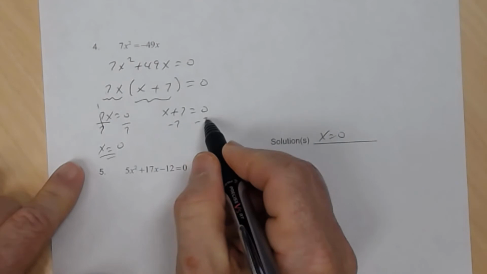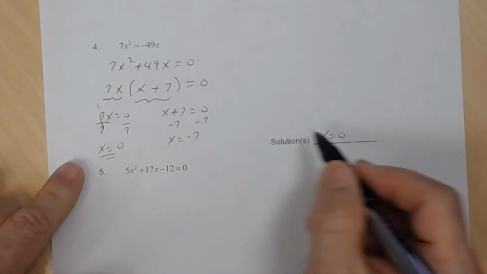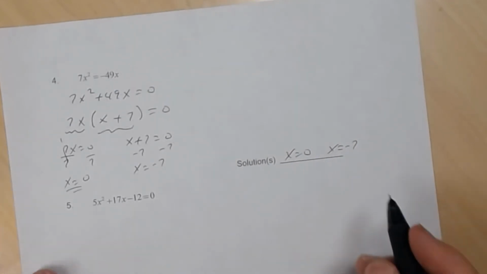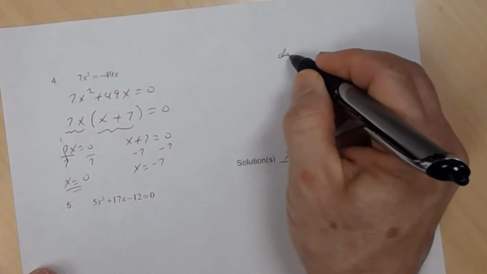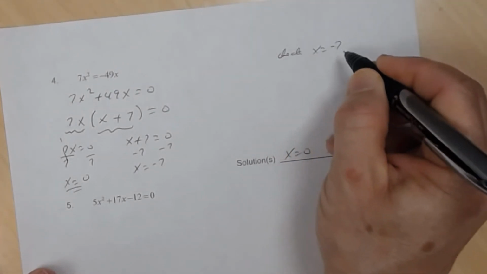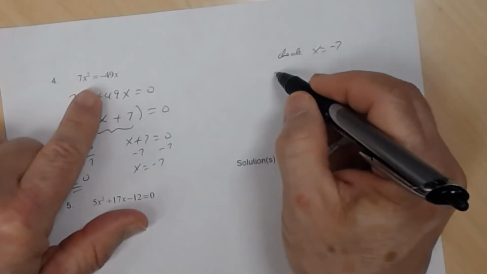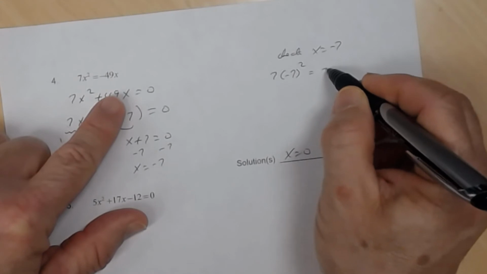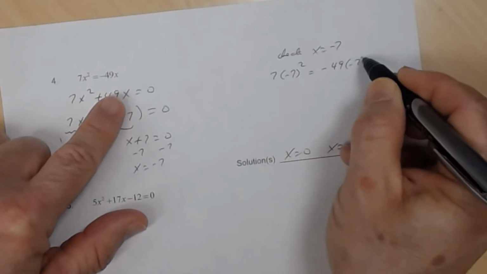Over here, subtract 7 from both sides. I get x to be negative 7, so there's the other solution. Okay? All right, if you want to check this, let's check negative 7. Again, it's not necessary. So I get 7 times negative 7 squared, and I want to see if that's going to equal negative 49 times negative 7, right?